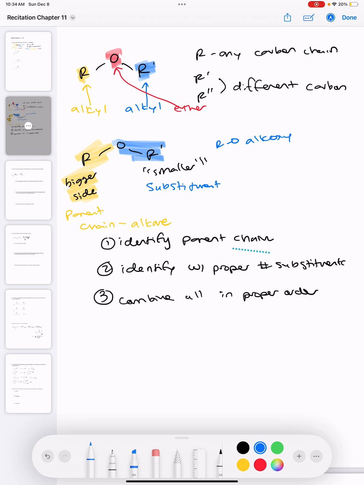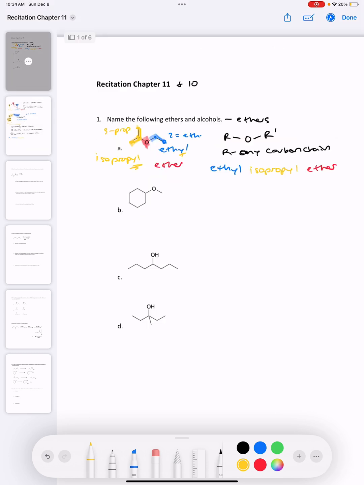So if our substituent would be some kind of number, alkoxy, and then the parent chain would be alkane. So that's kind of the systematic way of naming it.